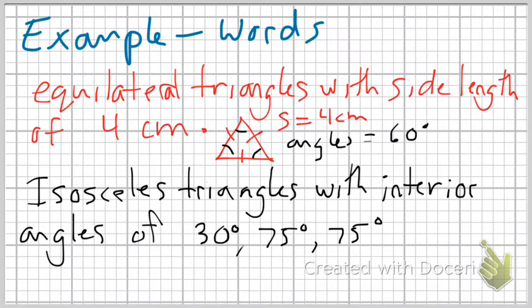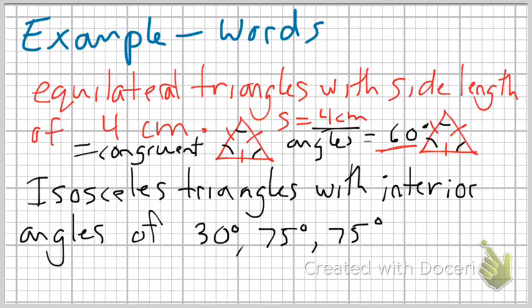So, if we have two of these triangles, let me just copy this one. I'm going to put it right here. Bam. Two of the exact same triangles. Side length is 4 centimeters. Interior angle is 60 degrees. Would those be similar or congruent? They would have to be congruent. They're virtually identical. So these are congruent. That's a pretty straight line. I drew that freehand.